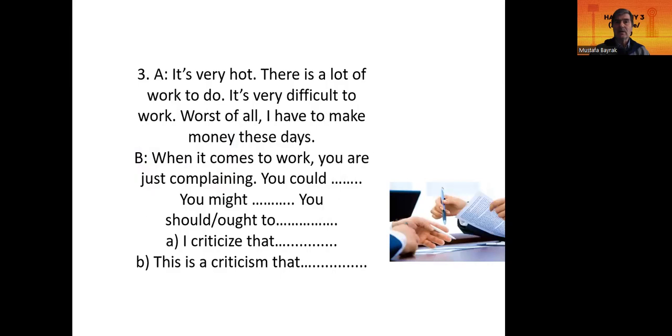3, it's very hot. There is a lot of work to do. It's very difficult to work. First of all, I have to make money these days. When it comes to work, you are just complaining. You could at least buy and sell something. You might go to the marketplace and buy something and you should sell them.